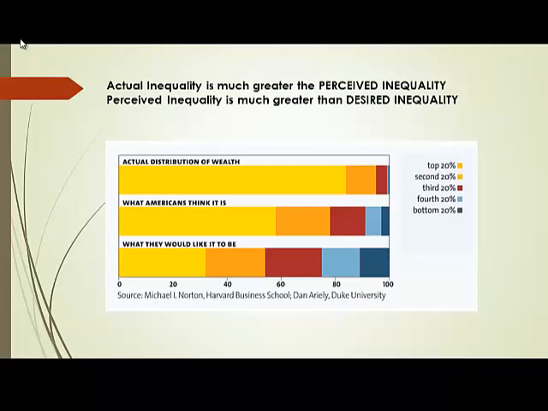And what they think it should be is on the bottom line. So actual inequality is very bad, much worse than the perceived inequality. Perceived inequality is much worse than the desired inequality.